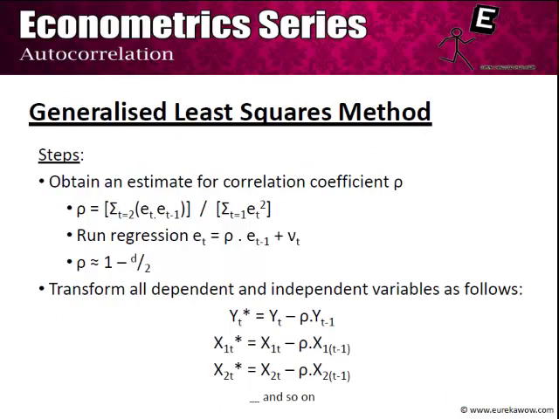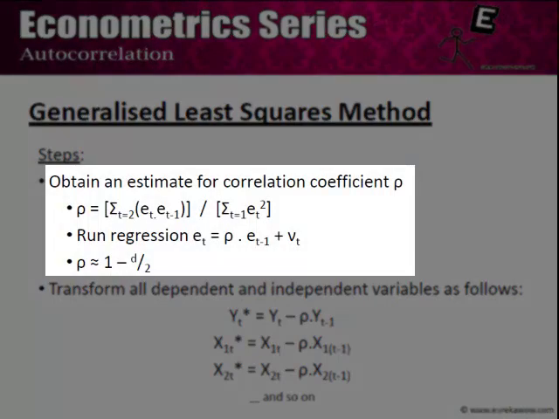The steps required for the GLS method is to first obtain an estimate of correlation coefficient rho. Two of the methods are ones that we have previously dealt with. The first is to find out the product of et into et minus 1 for all t starting from 2 to t equal to n and summing them up, and then we divide this sum by the sum of et squares when t equal to 1 till t equal to n. This is one of the methods of obtaining an estimate of rho. The second method that we had previously talked about was to run the regression et equal to rho into et minus 1 plus nu t.